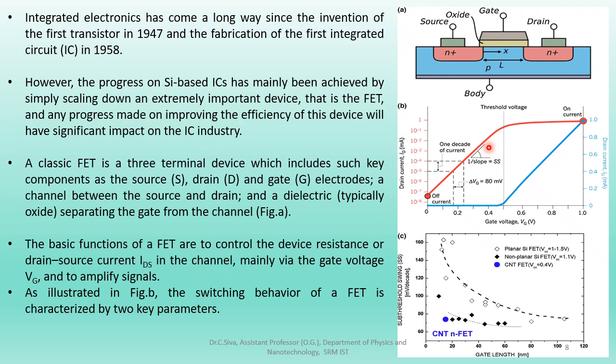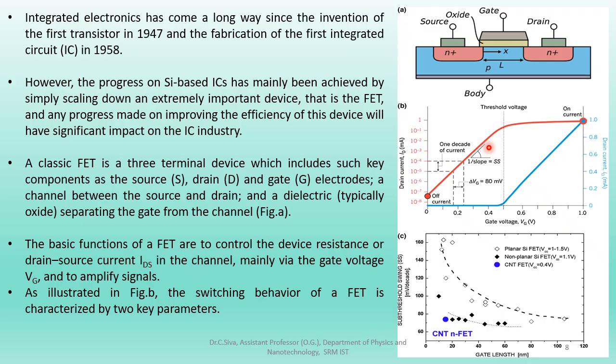Two key parameters define switching: transconductance, which measures amplification strength, and subthreshold swing, which measures how quickly the device switches from off to on state.